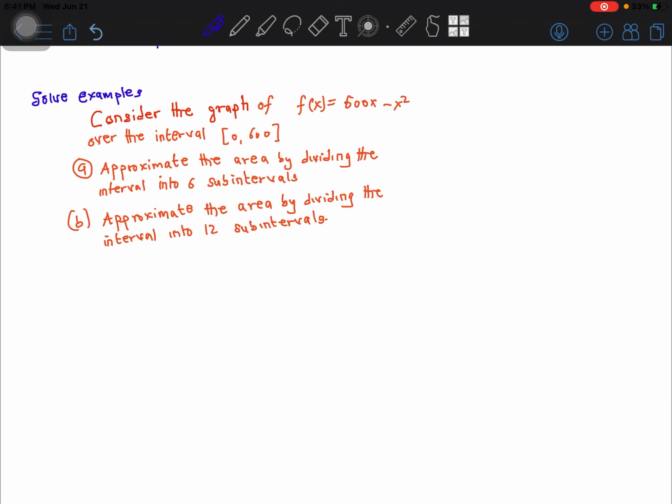Now let's go straight into solving this example. The question is: consider the graph of f of x equals 600x minus x squared over the interval 0 to 600. A. Approximate the area by dividing the interval into 6 subintervals. And B. Approximate the area by dividing the interval into 12 subintervals. First of all, we need to know how our graph will look.